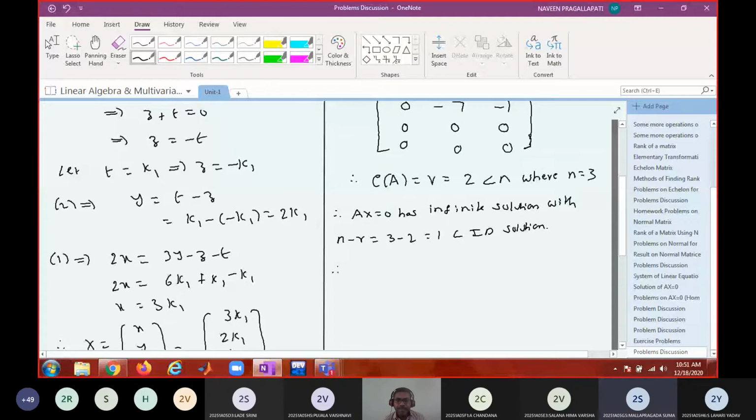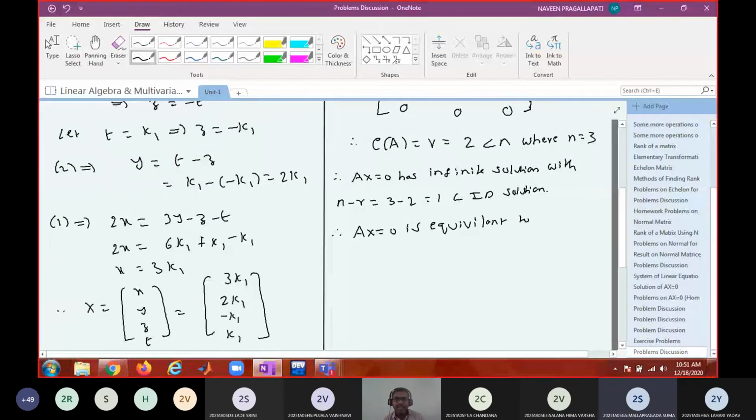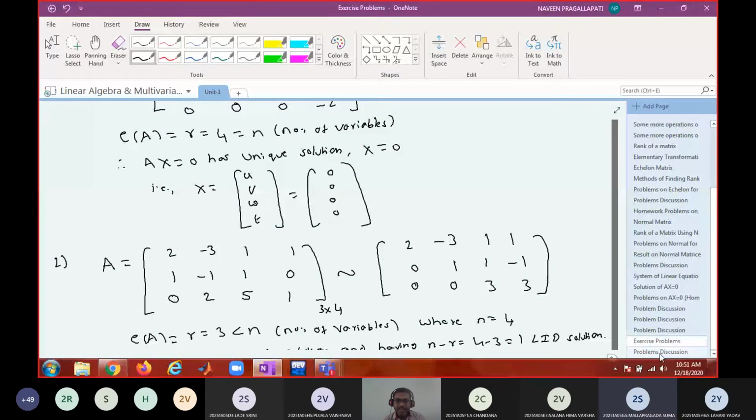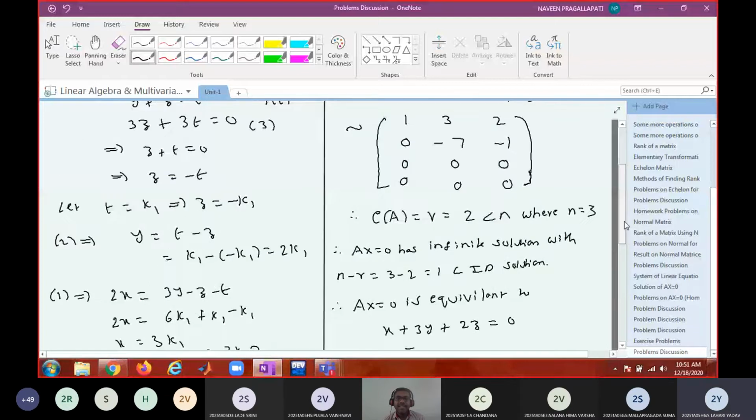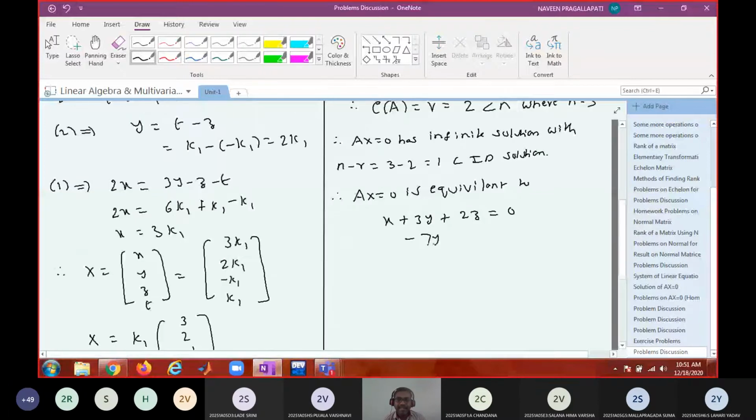Ax equal to 0 is equivalent to x plus 3y plus 2z equal to 0, and minus 7y minus z equal to 0. The variables are x, y, z, so you have to see the variables also.